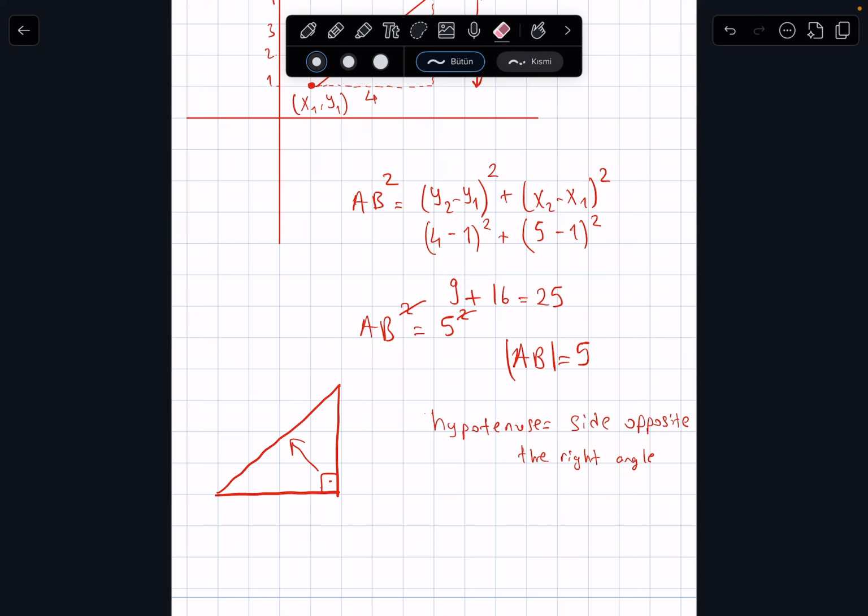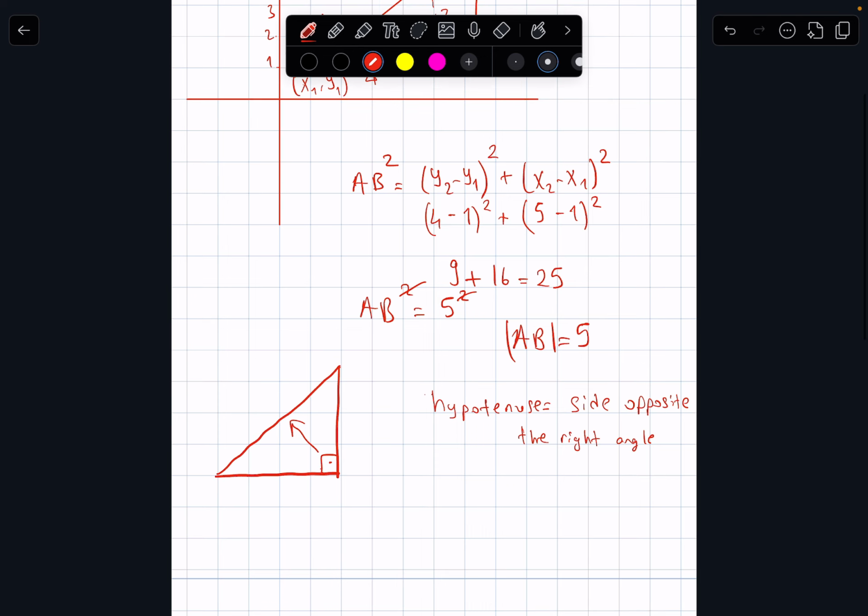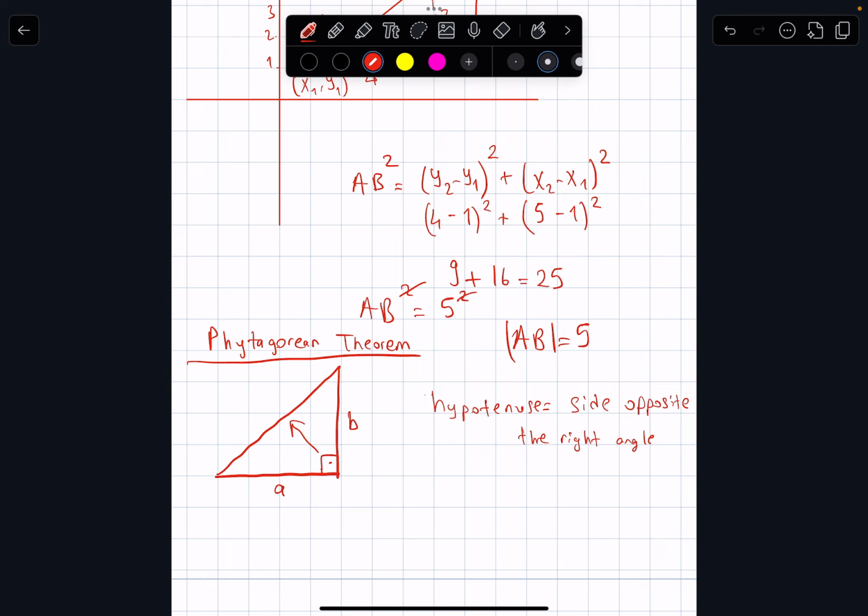So yeah, that's that. Okay, we have done that. And in short, the Pythagorean theorem is like this. Let's also write it. Pythagorean theorem. Let's call this A. Let's call this B and C. A square plus B square is equal to C square.